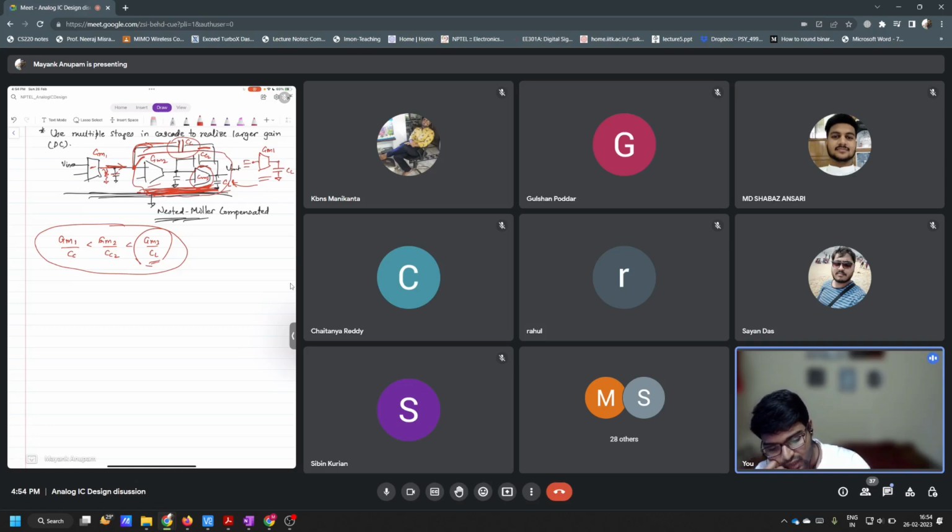So this has to be the highest. Less than this has to be the unity gain frequency of this bigger op amp, right? And what is the unity gain frequency of this bigger op amp? It is simply GM2 by CC2, right? And this has to ultimately be bigger than the unity gain frequency of the subsequently larger op amp. Okay, fine.